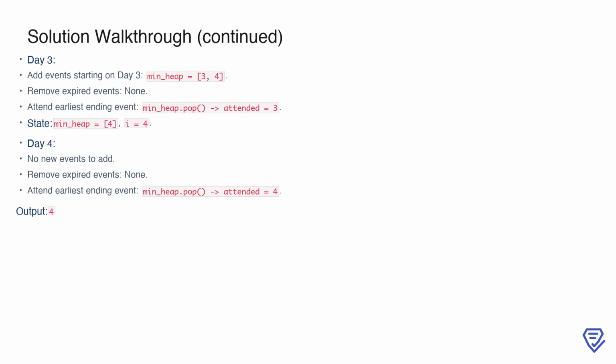This concludes the iteration, and the total number of events attended is 4. This example highlights how the algorithm handles overlapping events efficiently by prioritizing those with earlier end times even when multiple events start on the same day.